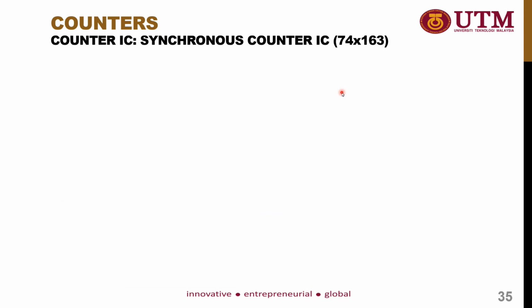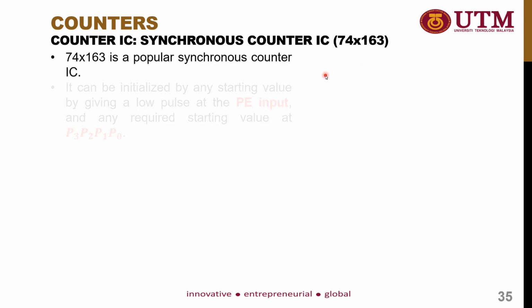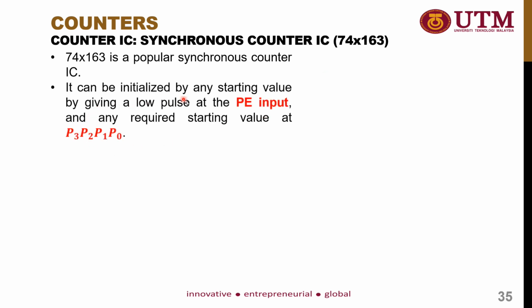So next is the synchronous counter IC. 74X163 is a popular synchronous counter IC. It can be initialized to a starting value by giving a low pulse at the PE input and any required starting value at P3, P2, P1, and P0. So for a synchronous counter IC, you can start counting at any number by enabling the PE input and also putting in your initial counting value P3, P2, P1, and P0.